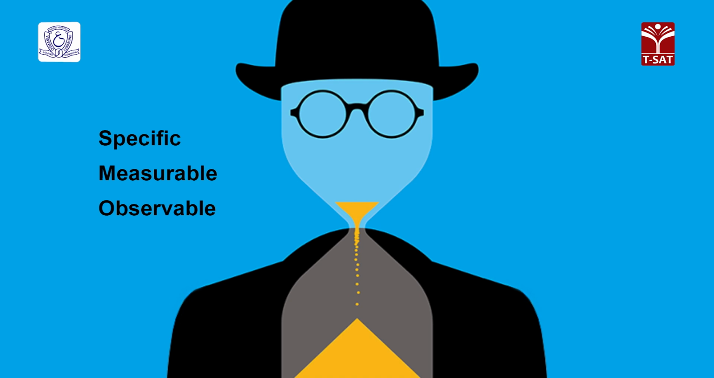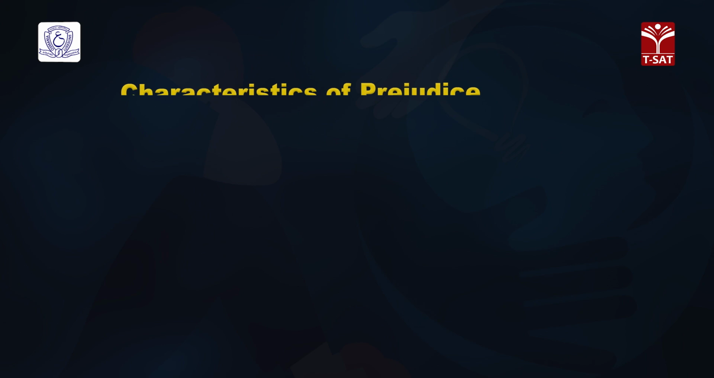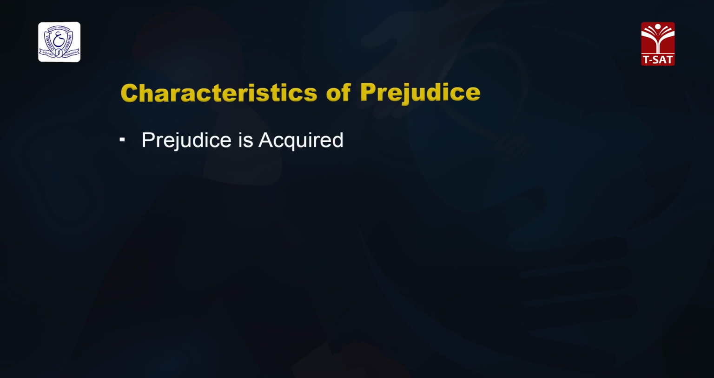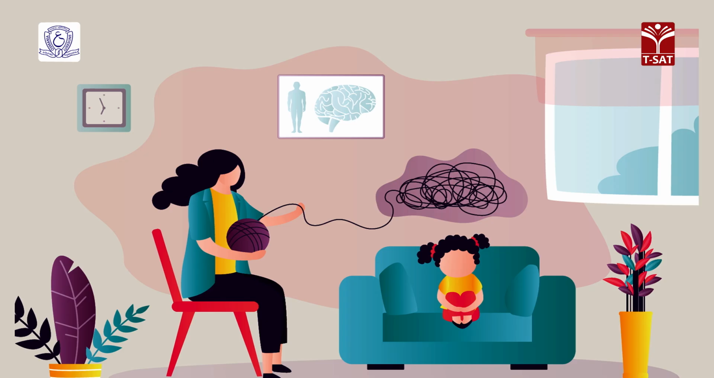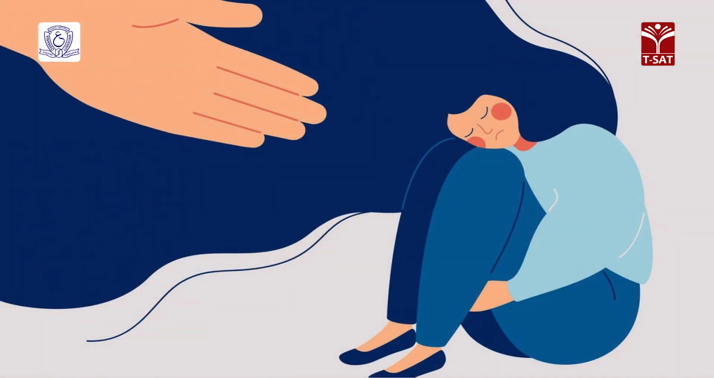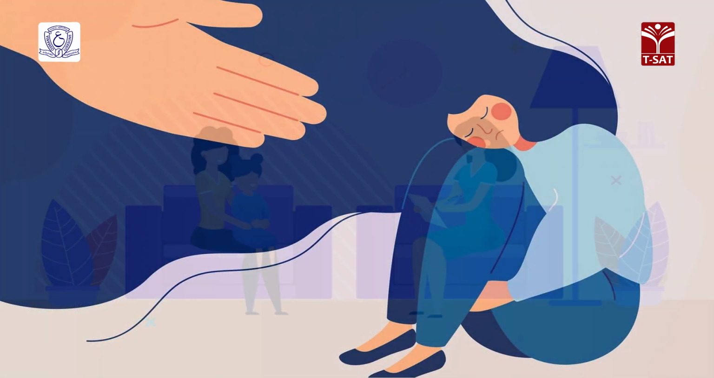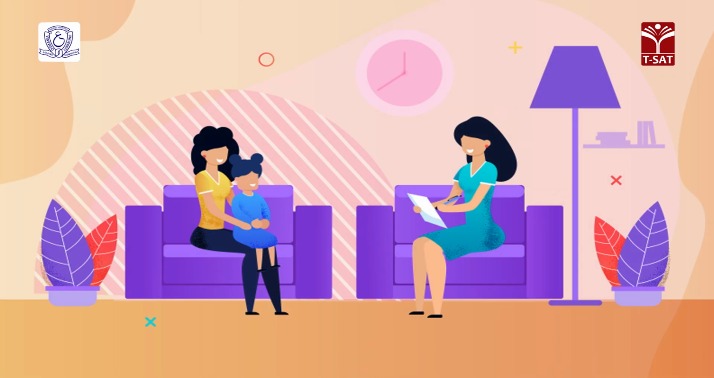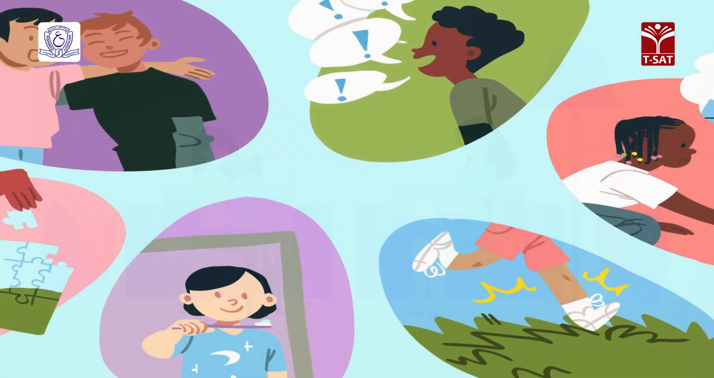Now we move on to the characteristics of prejudice. The first characteristic of prejudice is that it is acquired. When I say prejudice is acquired, it means it is learnt. For example, a child learns by imitating his or her parents and people whom she or he likes and dislikes. A child observes, watches, and then acts.